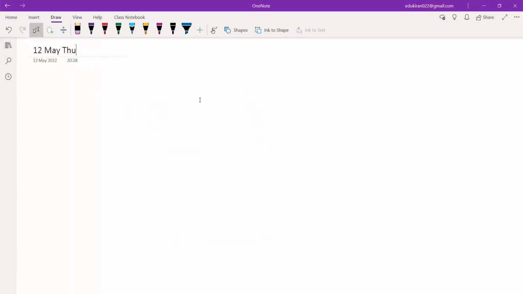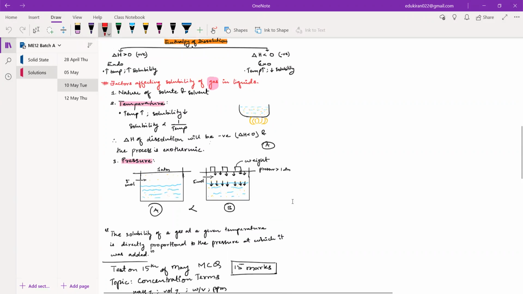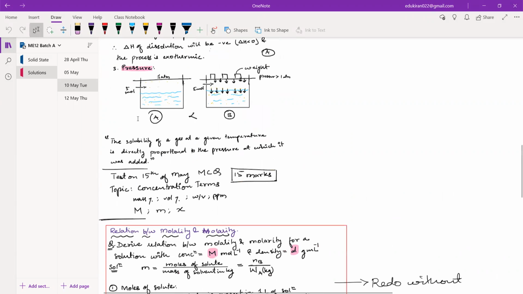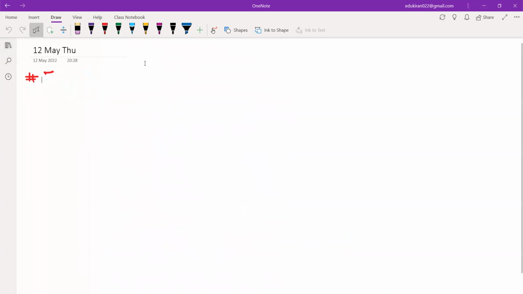Yesterday the topic was, what was the topic? Relation between molality and molarity. Before that, we had covered the effect of pressure, right? We are learning factors affecting the solubility of gas and liquids, and in that we are learning the effect of pressure. Okay, so we'll continue from here.